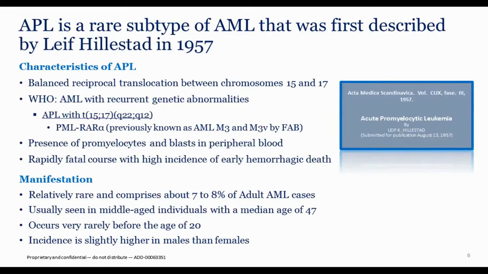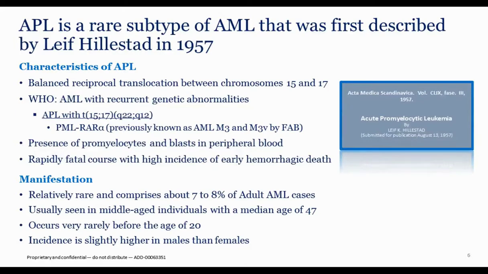Now, under the old French-American British classification, APL is actually called M3. In these patients, we see an increase in promyelocytes and maybe some blasts on the peripheral blood smear, and there's this rapid fatal course with a high incidence of early hemorrhagic bleeding.